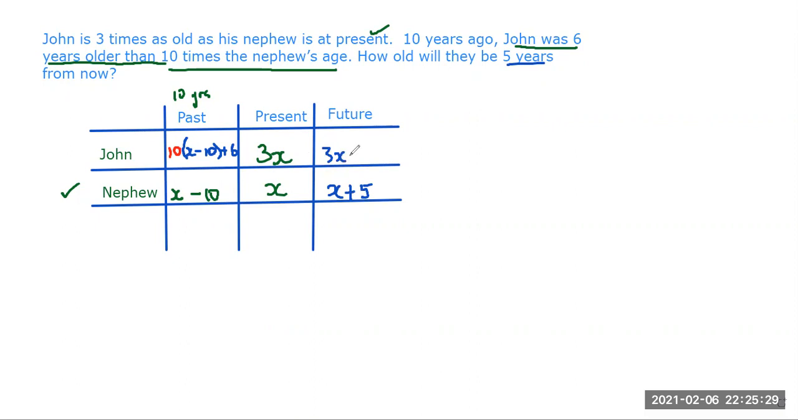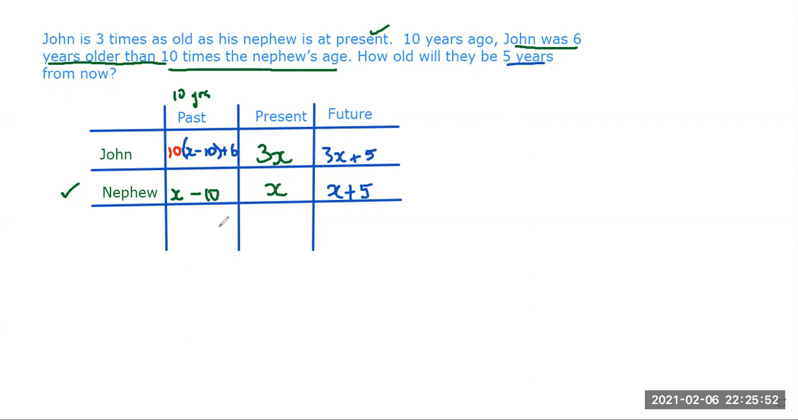And the same thing goes for the uncle. Whatever his age is, we know it's 3 times X. Whatever amount that is, 3 times 10, 30, 3 times 5, 15, whatever amount that is, we simply add 5 so we can get that amount of age in the future. Now, we fill out all the boxes here, right?